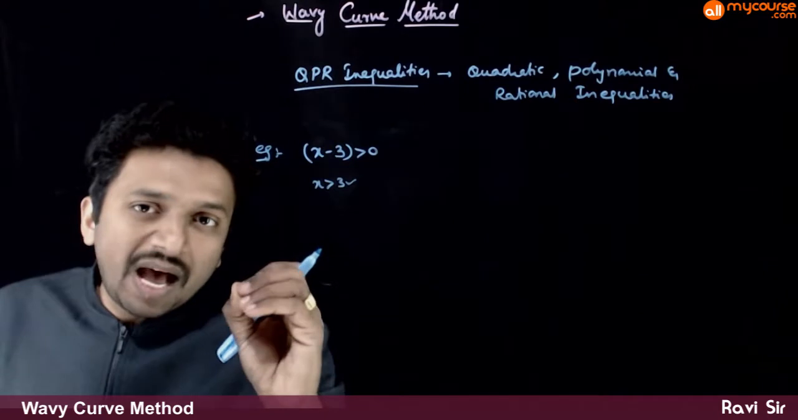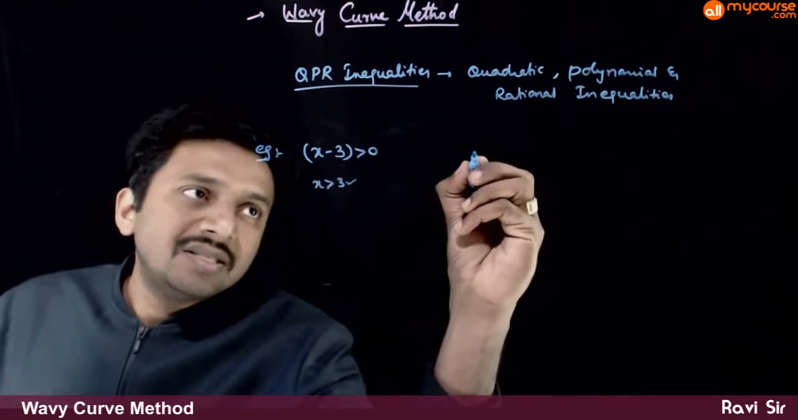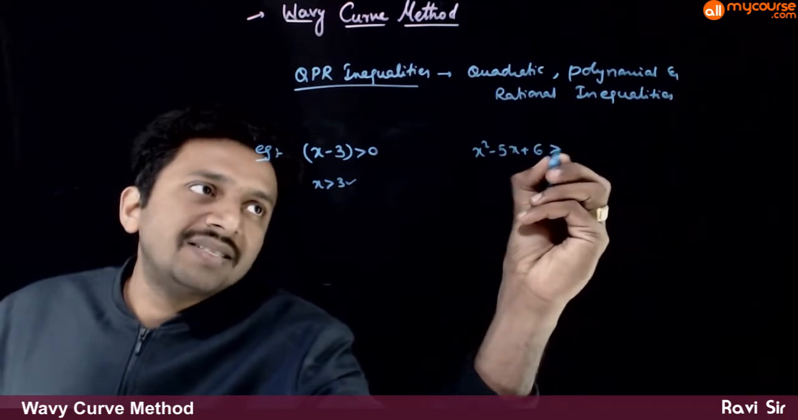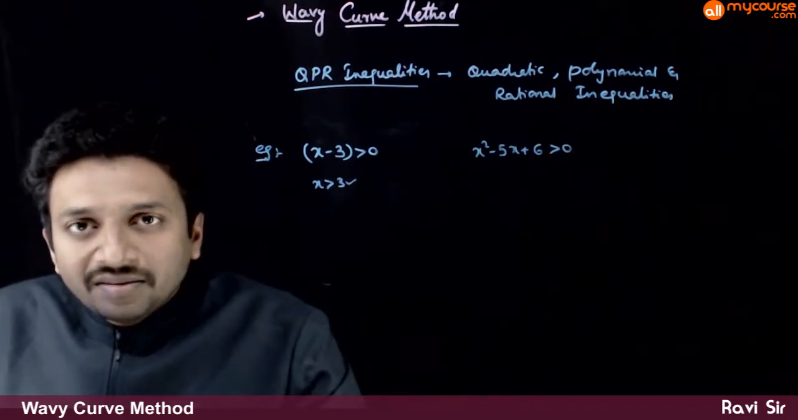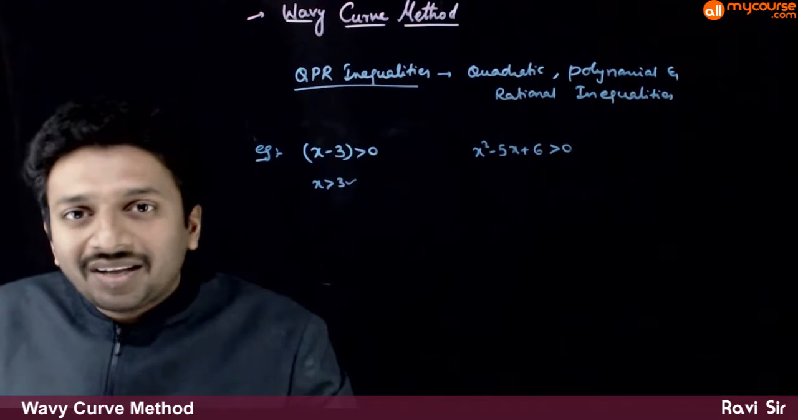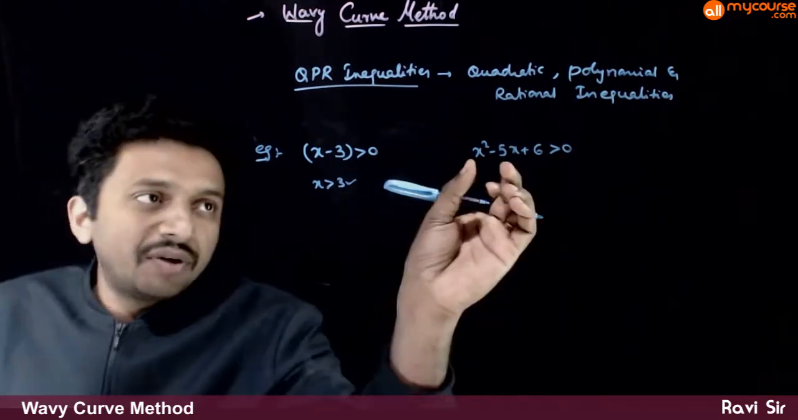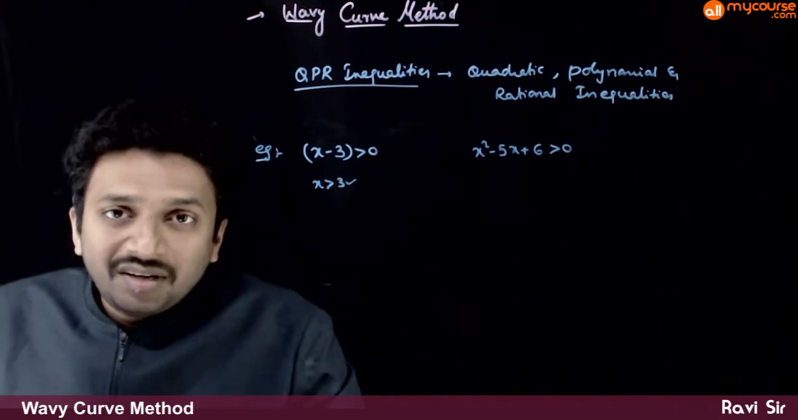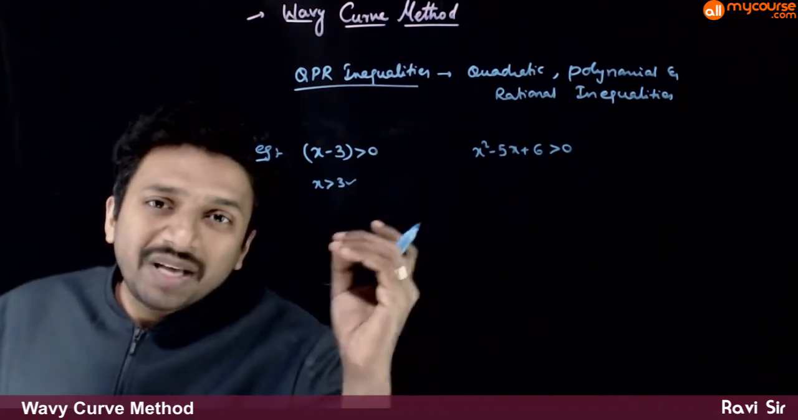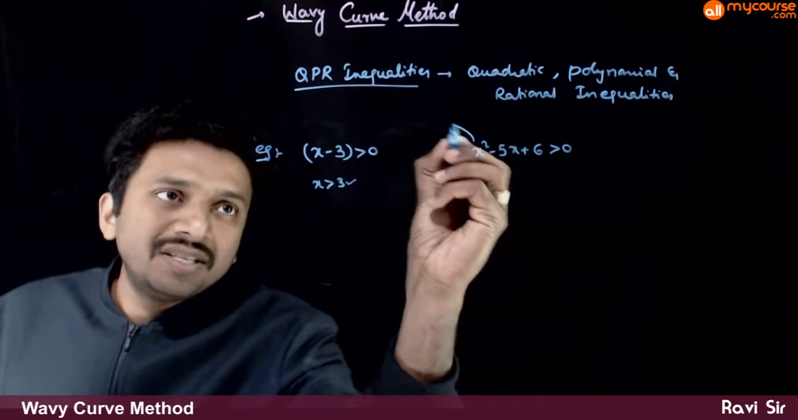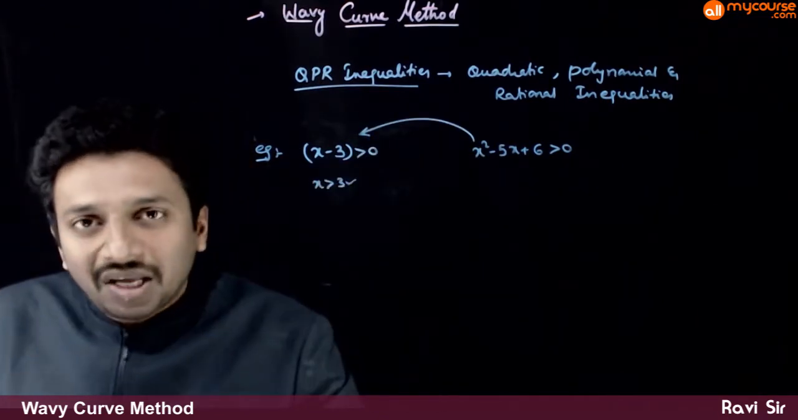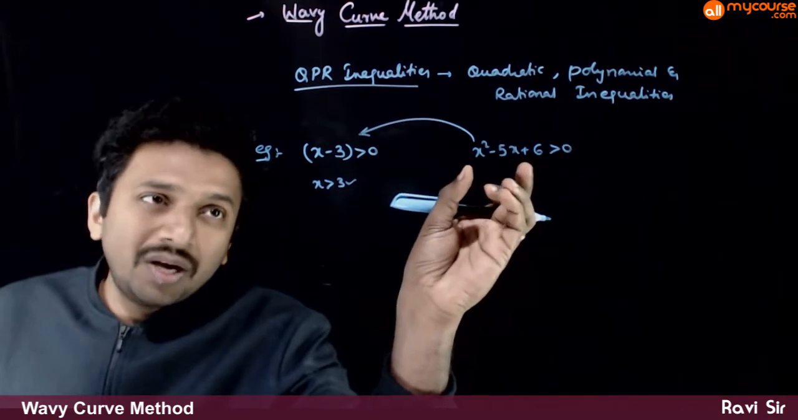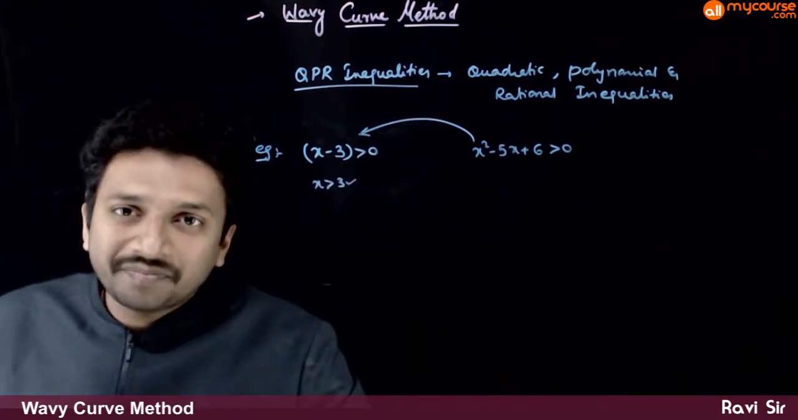Now you'll be asked to solve not this, but something like x square minus 5x plus 6 greater than 0. This is a quadratic inequality. So you have a quadratic expression greater than 0. So how do we solve this? Again, we use our basic concepts. We try to convert this inequality into a linear inequality. We try to convert one quadratic inequality into a set of linear inequalities.